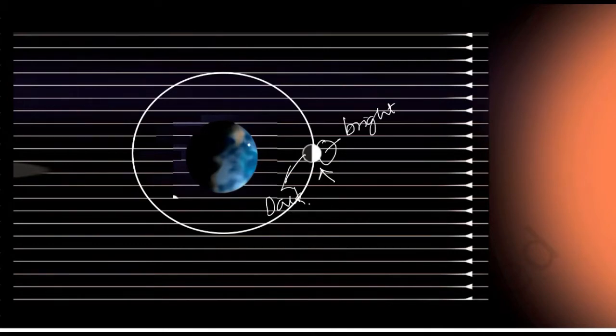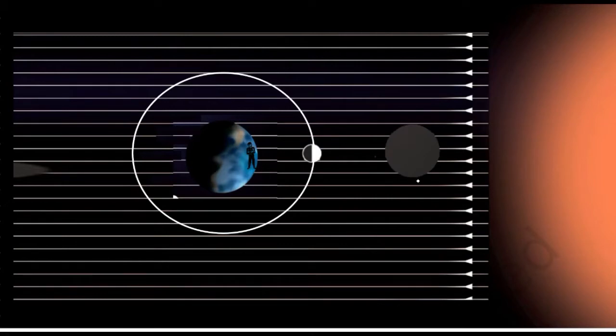So a person who is here will see the moon as completely dark because he will be exposed to only one side of the moon, and he can see the moon in the shape of a complete dark moon, and that is what is the new moon.